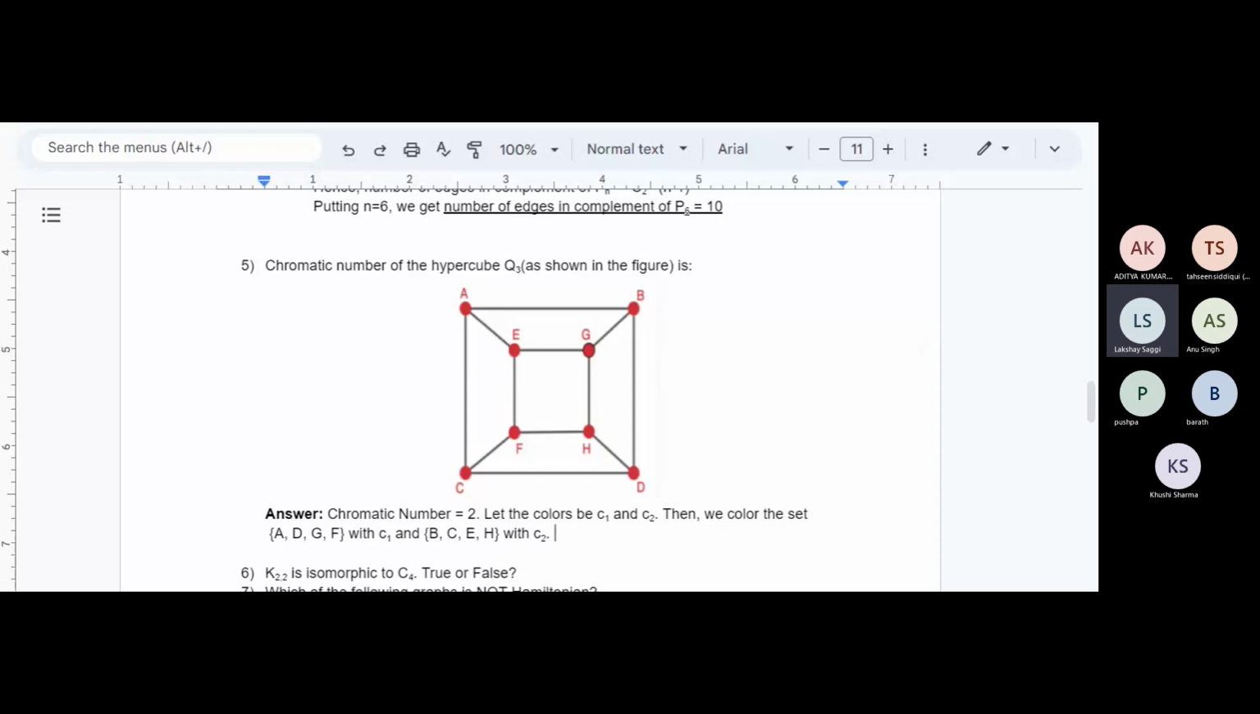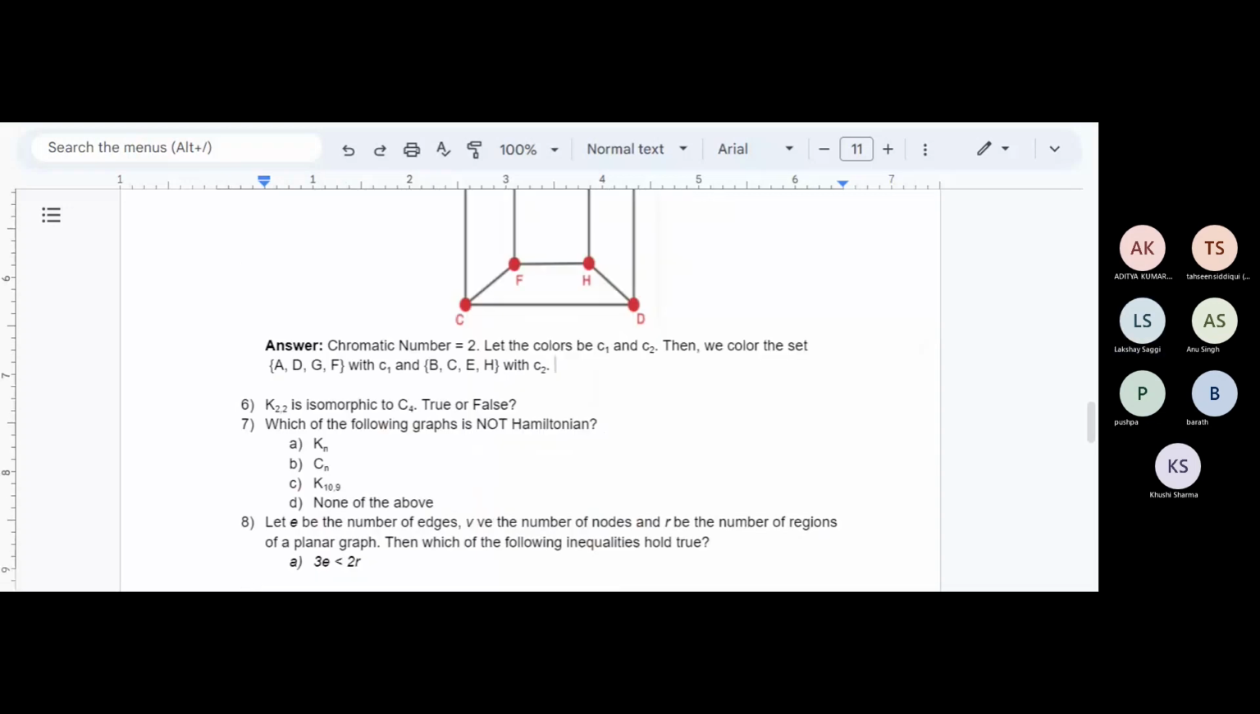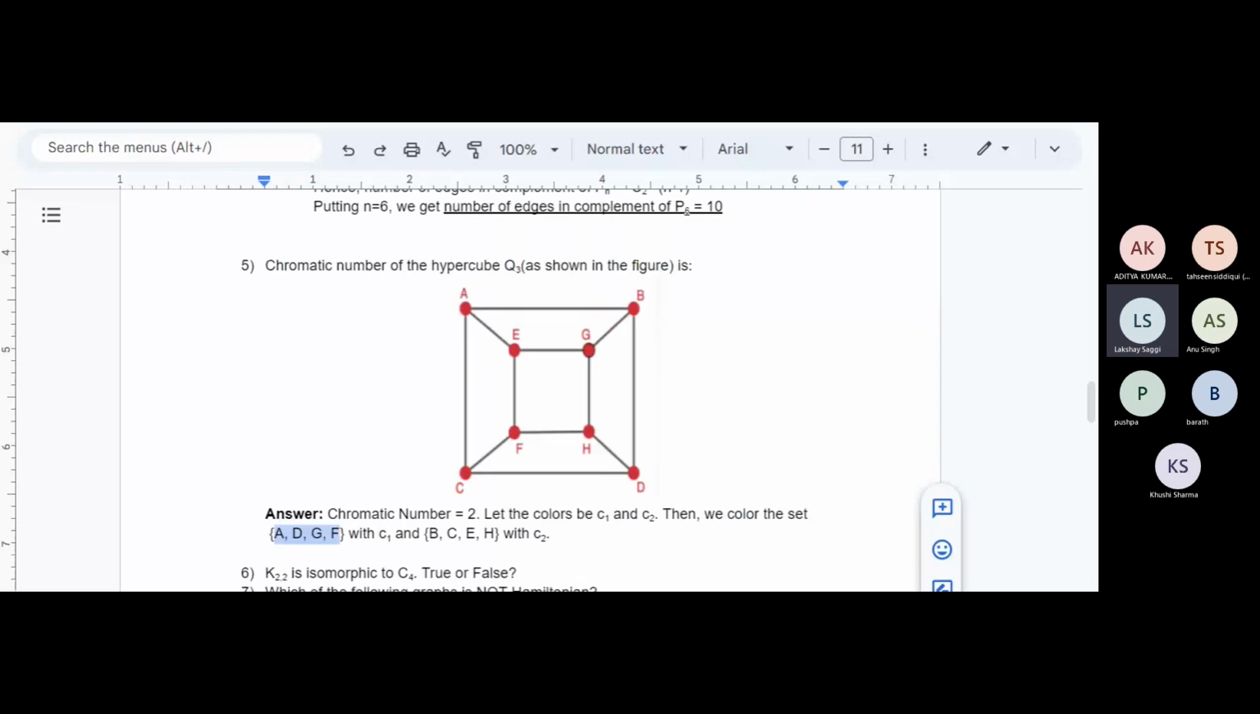So as we can see, how I have colored this: A, G, F, and D, all these 4 have the same color. Then B, E, H, C have the same color. And as we can see, there is no edge between vertices of the same color. Like there is no edge between AD, DG, GF, or AG, or DF, or AF. Right? So there is no edge between any of these two vertices, and similarly no edge between any of these two vertices. So using these two colors, I am able to obtain a valid coloring.